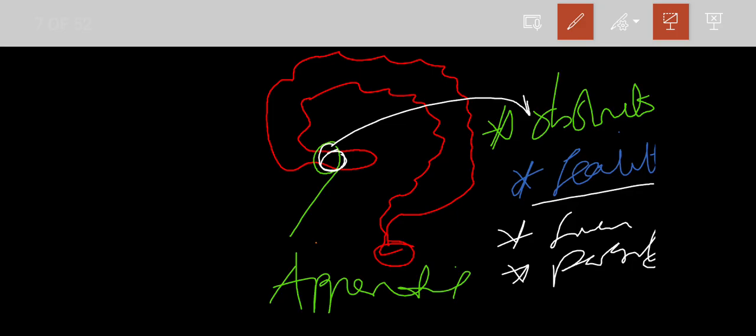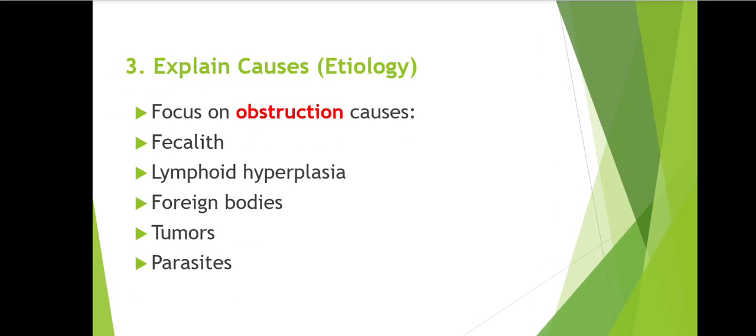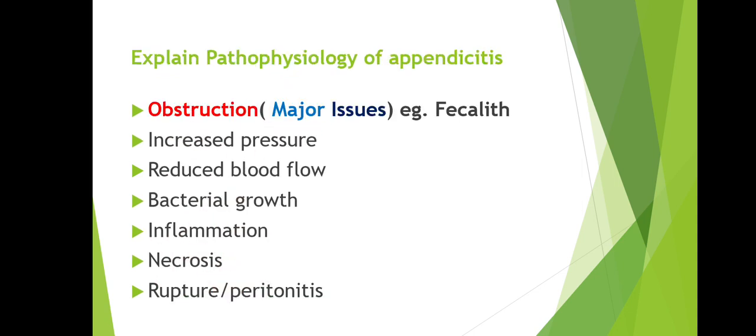I just hope that you understand what is going on here. So now, for any reason, lymphoid hyperplasia, foreign bodies, tumors, parasites, sickle cells, they can cause obstruction of the lumen of the appendix. So now let's look at the pathophysiology of appendicitis. What really goes on? Like I mentioned, obstruction is the major issue. One of the examples I gave is sickle cells.